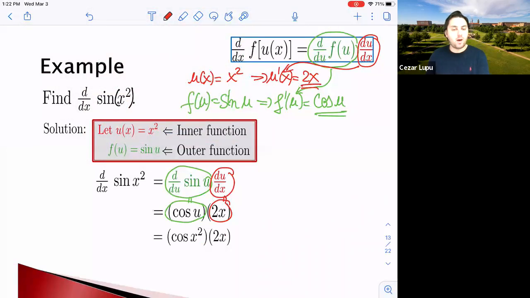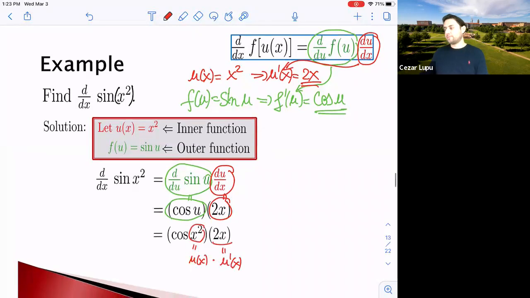Beautiful. But now do not forget who my function u of x is. So I need to go back to the argument. So this is cosine here, and this is u of x. And this guy here is u prime of x. So that's it.